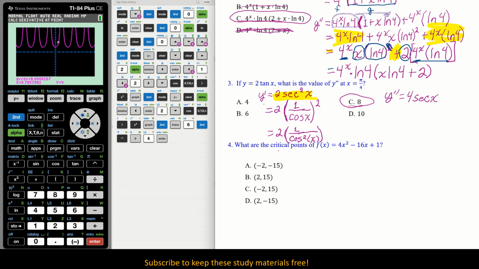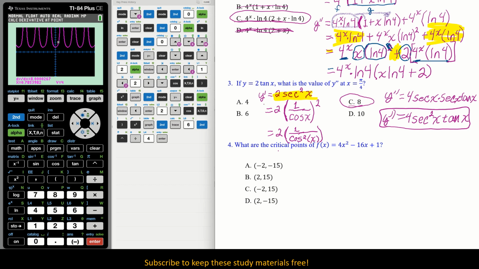But now we have to say, well, what is the first derivative of secant? That will be multiplying secant x times tangent. Well, that is 4 secant squared x tangent x. So this is y double prime.